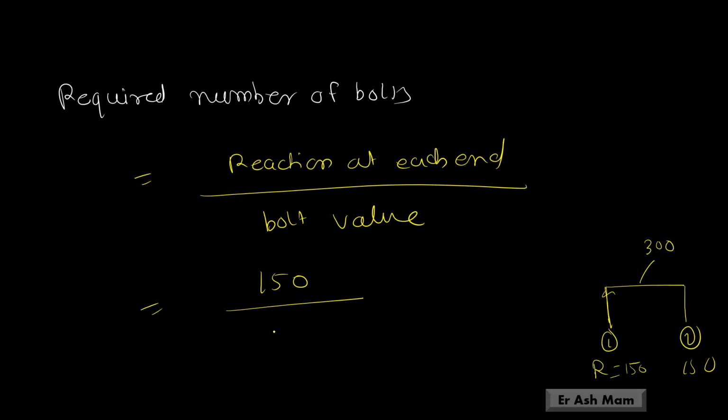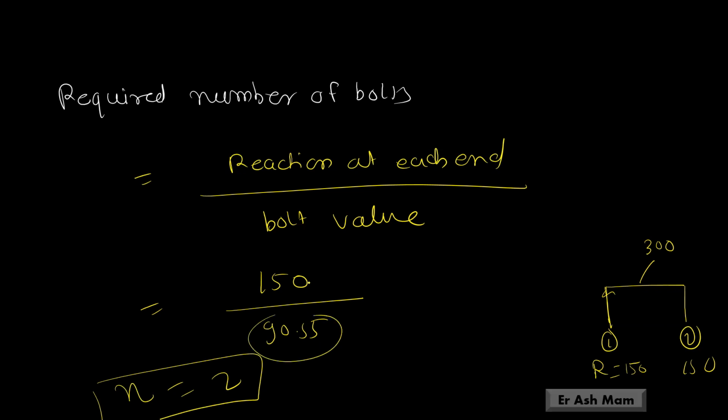150 kilonewton. And the strength of bolt is 90.55, which means the number of bolts required is 2. The strength of bolt is 90.55 and the external load coming on that connection is 150. Therefore, 2 bolts are required to carry this 150 kilonewton load. Therefore, required number of bolts is 2.